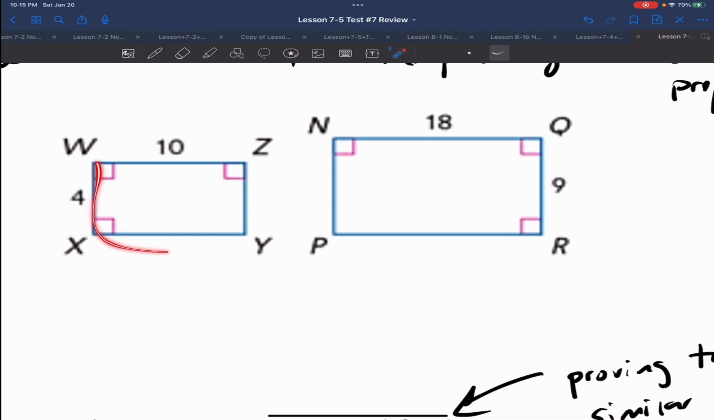Okay, so these two figures are quadrilaterals, and they have the 90-degree angle. So if they have 90-degree angles, that implies that this is also 90 degrees, and this is also 90 degrees. Okay, so I have the top left corner. I'm going to compare that to this top left corner.